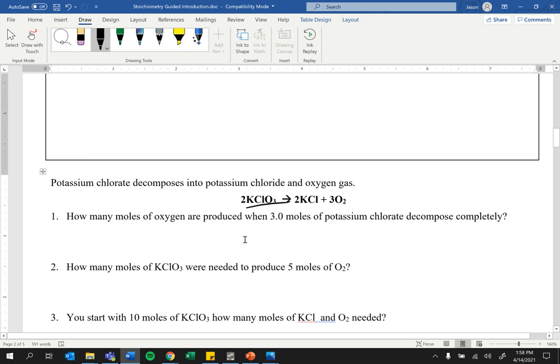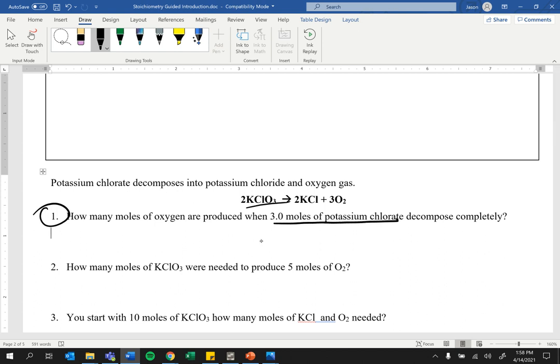How many moles? Okay, let's get back to here. How many moles of oxygen are produced when 3 moles of potassium chlorate decompose? So this is potassium chlorate right here. And it's going to decompose completely. And we want to know how many moles of oxygen are produced.